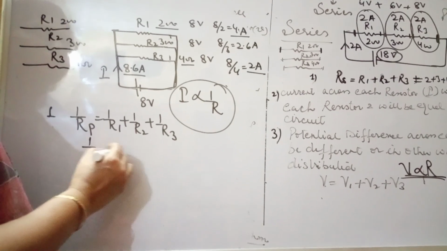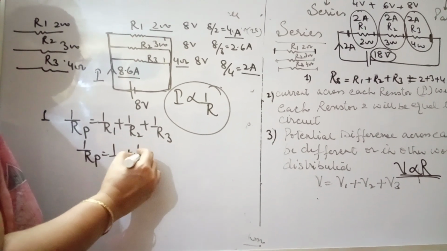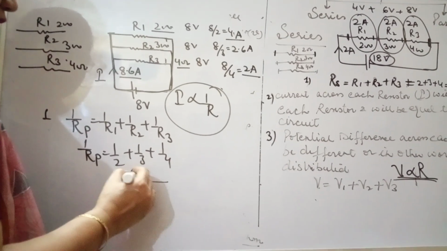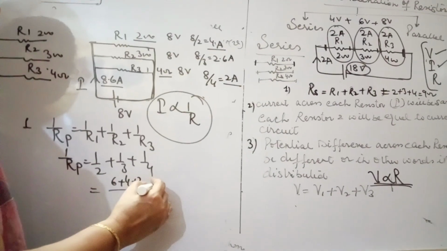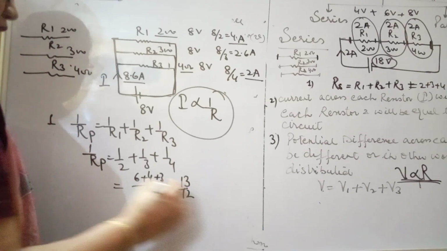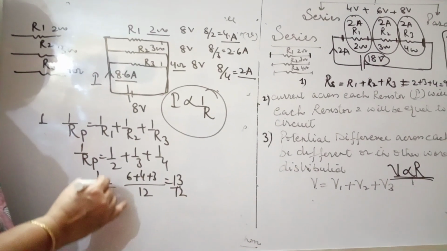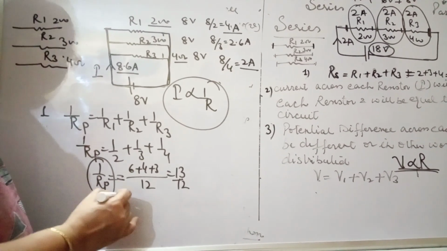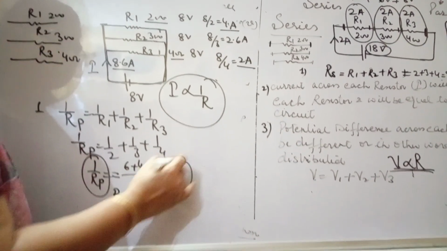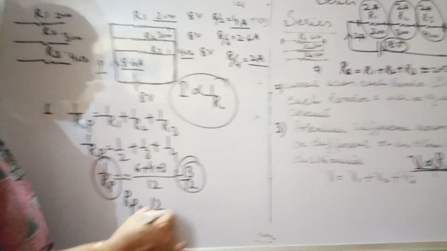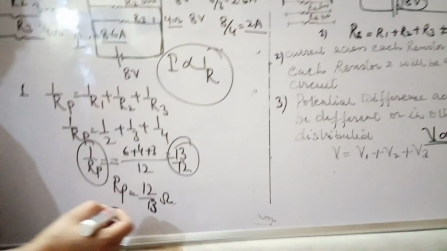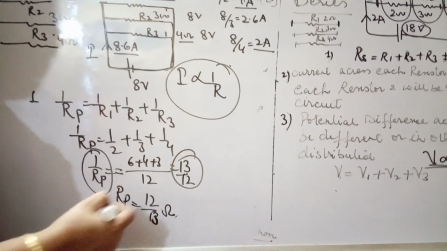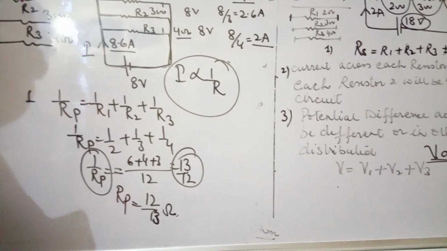So we will substitute the values: 1 upon 2 plus 1 upon 3 plus 1 upon 4. Take the LCM as 12. 6 plus 4 plus 3, 13 upon 12. But remember, this is the answer of 1 upon Rp, not Rp. So don't forget to reverse it. 12 upon 13. So the answer will be Rp is equal to 12 upon 13. So it is very important to reverse this.